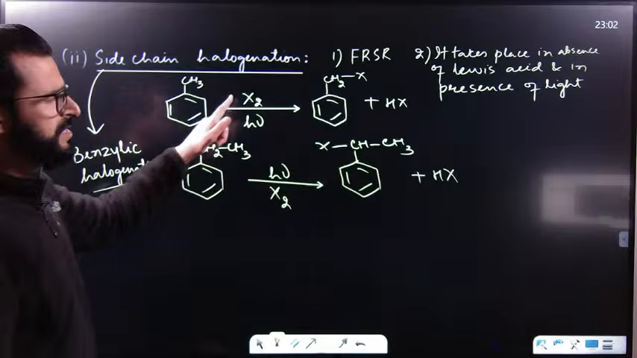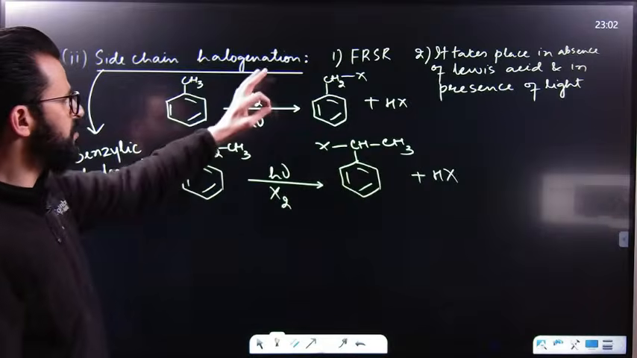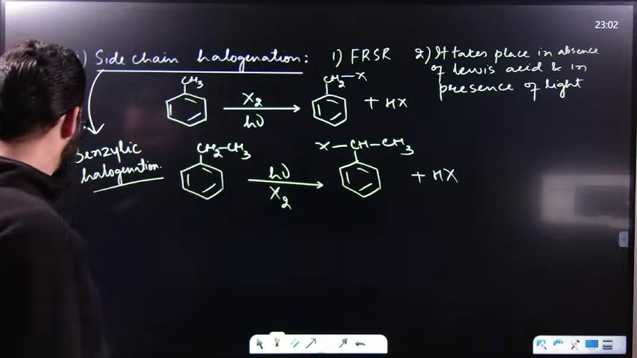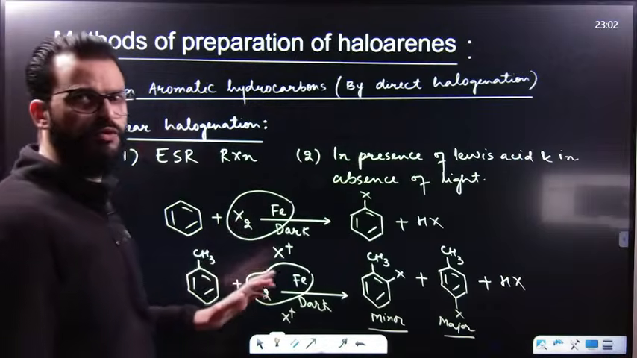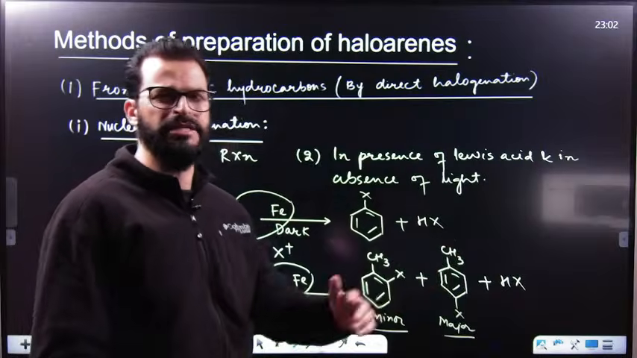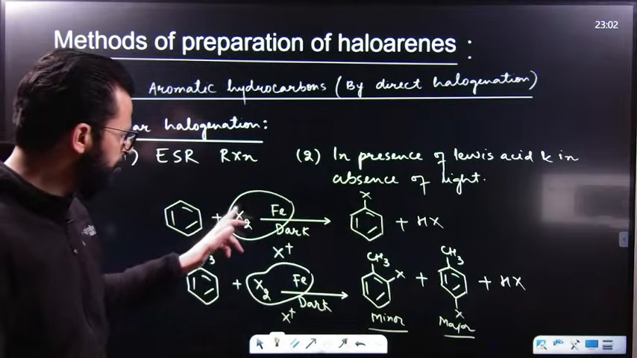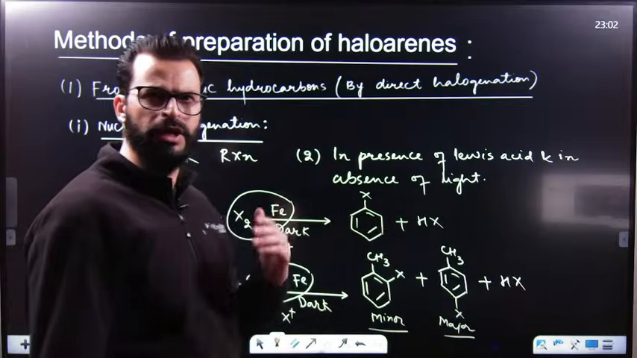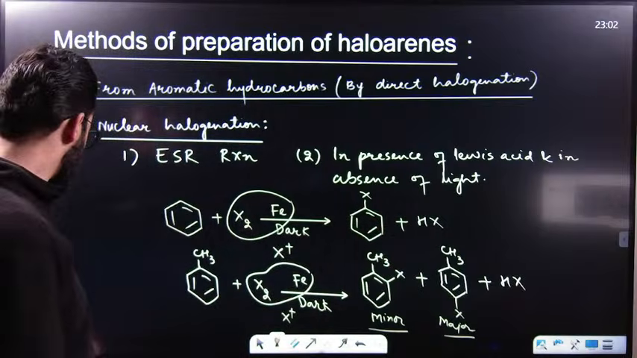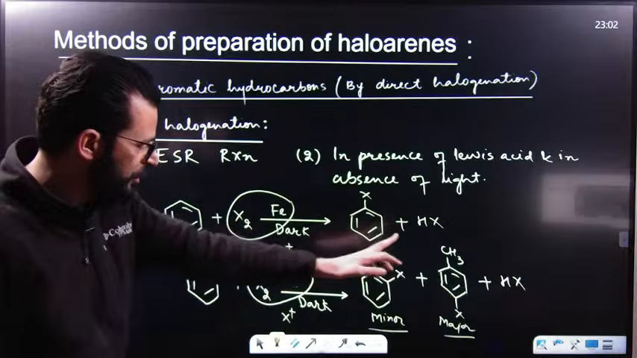Now generally this X can be either Cl or Br, that means we can have benzylic chlorination and benzylic bromination. F2 is not used because that is an explosive or uncontrolled reaction. I2 can be used but in presence of strong oxidizing agents like HIO4, like HNO3, otherwise that will be a reversible reaction due to formation of HI.